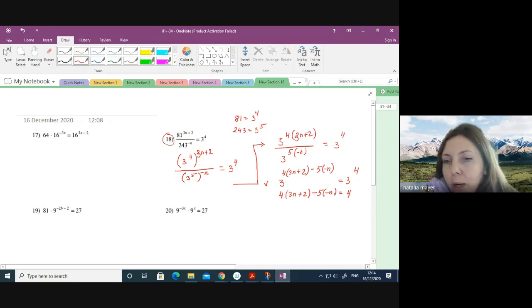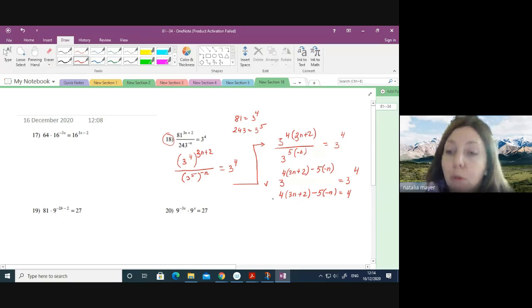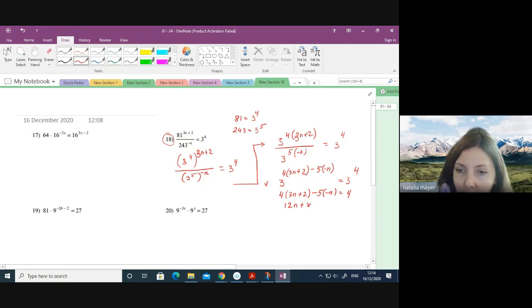Okay, so now we've got a very simple linear equation, which we can just rearrange and then solve for the unknown n. So 12n plus 8 plus 5n is equal to 4. Now, in the linear equation, we collect like terms and the constants go to the other side. So it's 17n is equal to negative 4, right? Finally, n is negative 4 over 17.